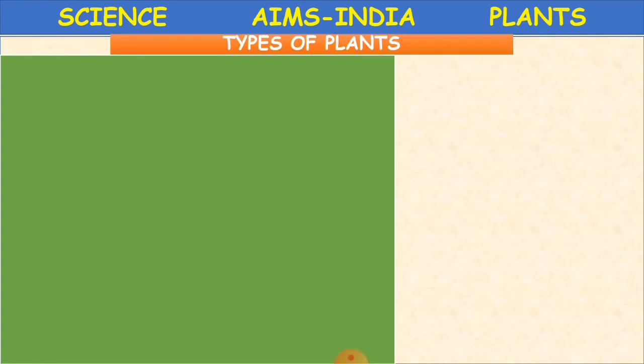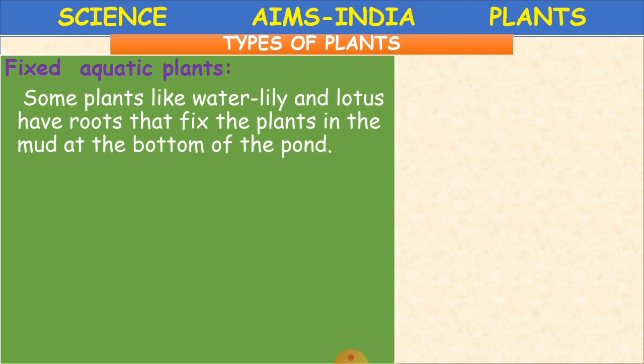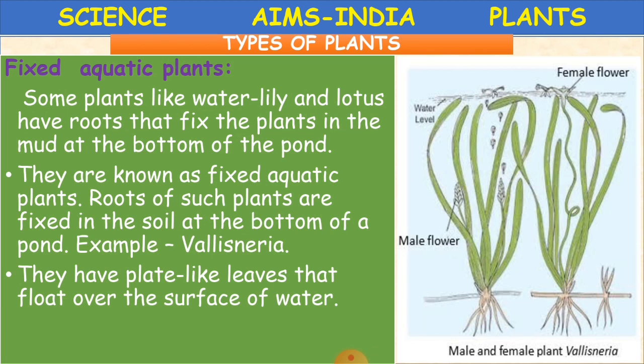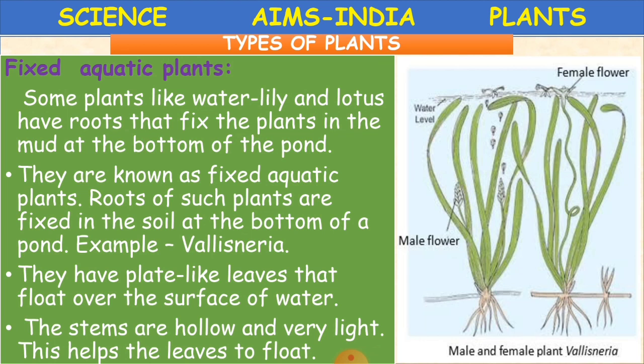Now the other type of aquatic plant. What are they? Fixed aquatic plants. How are they? Some plants like water lily and lotus have roots that fix the plants in the mud at the bottom of the pond. I hope these two plants are very familiar to us. Most of us might have seen these plants. Now, how are they, children? They also look like they are floating on the water, but they are fixed aquatic plants.